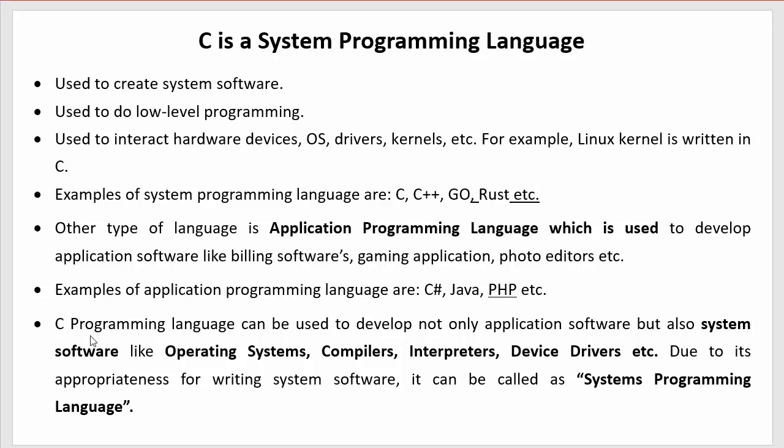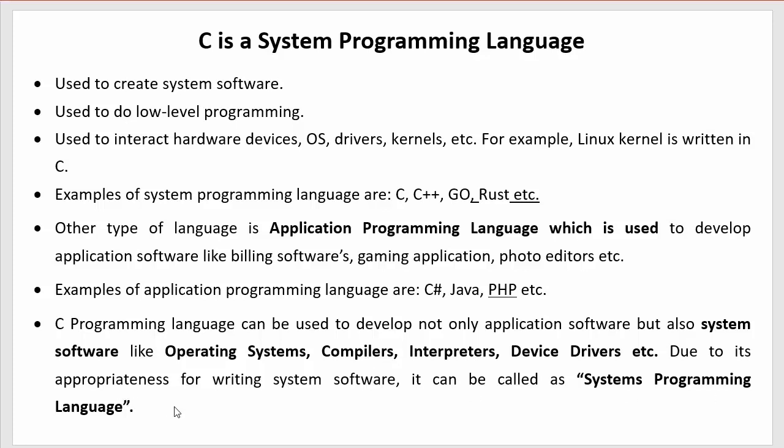Now the next point is that the C programming language can be used to develop not only application software but also system software like operating systems, compilers, interpreters, device drivers, etc. It is the same point which I already told you, that the C programming language is not only used to develop application software like a library management system or billing software. C is also used to develop system software like operating systems, compilers, interpreters, device drivers. So we can develop these types of software with the help of the C programming language.